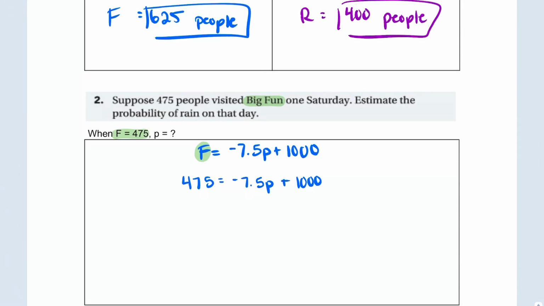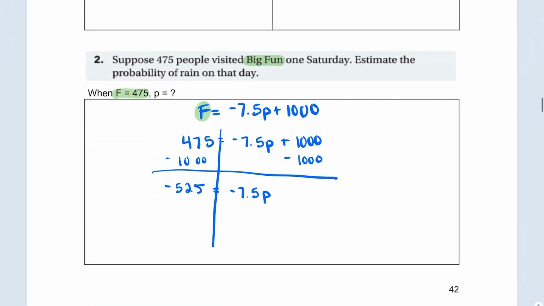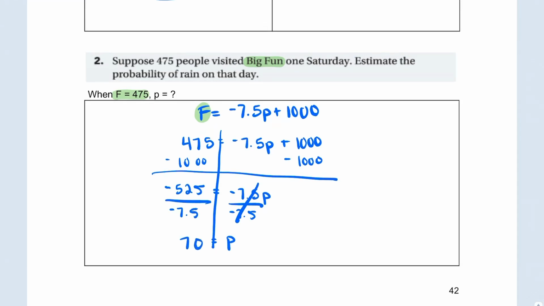All right, hopefully you guys paused the video. Quick review of solving equations. So we got to get rid of that 1,000 first. So I'm going to subtract 1,000 from both sides. So I get negative 525 over here. And that is equal to negative 7.5P. Okay, and then to get P by itself, I'm just going to divide by negative 7.5. Just make sure that you're dividing both sides by negative 7.5. So these 7.5s cancel out. And then negative 525 divided by negative 7.5 is going to give me 70.